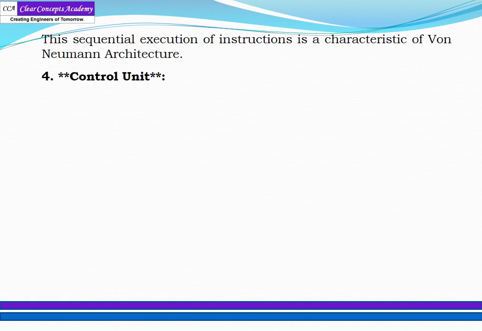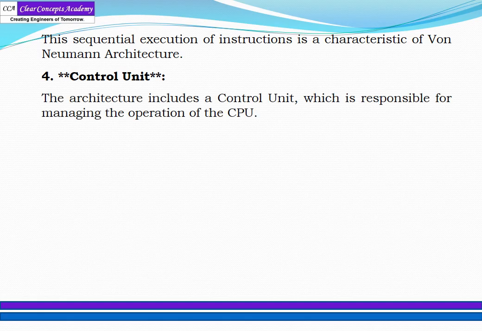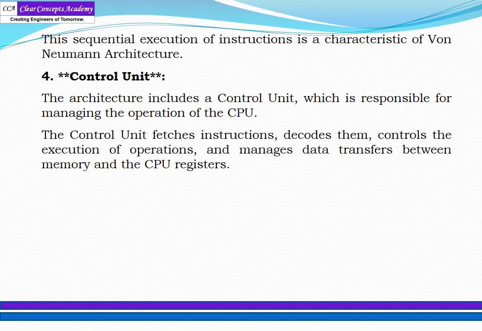Then fourth is the control unit. The architecture includes a control unit which is responsible for managing the operations of the CPU. The control unit fetches instructions, decodes them, controls the execution of operations and manages data transfer between memory and the CPU registers.